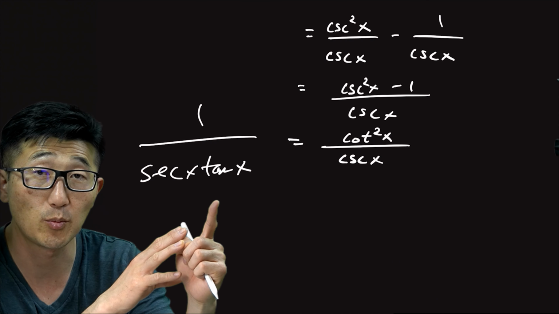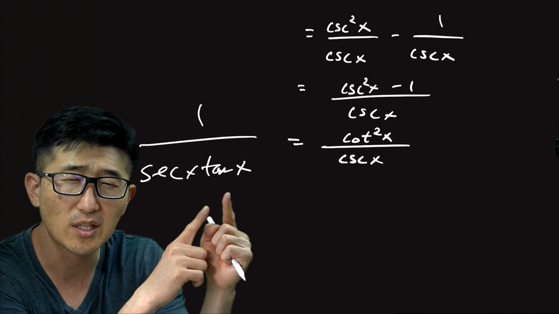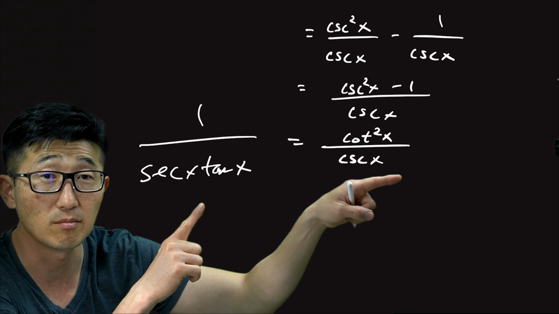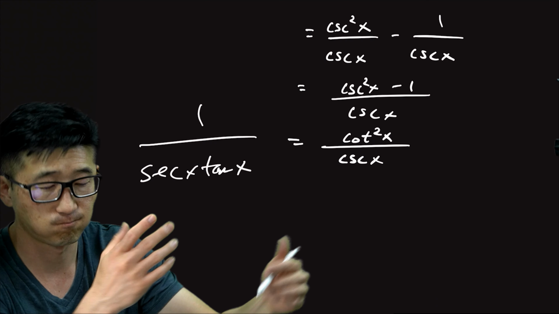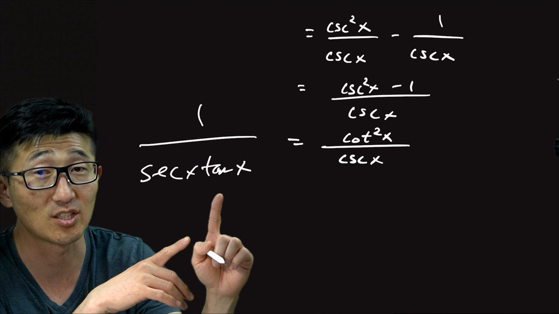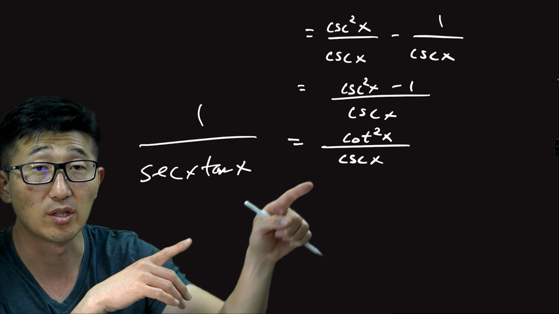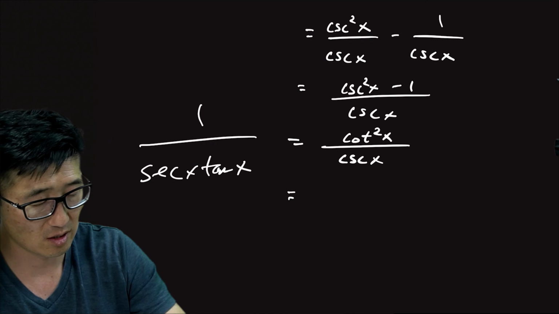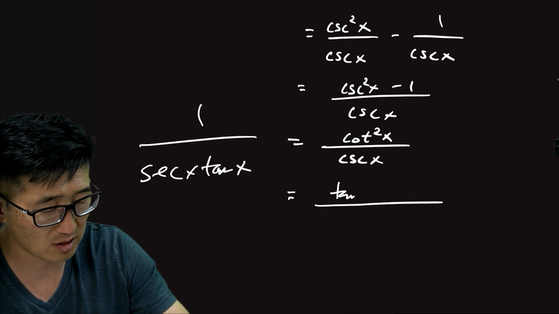So this is why you want to keep your eye on the goal. You want a tangent on the bottom, you have a cotangent up here. Can we just bring that to the bottom? Yeah. So now hold on. But this is a square though, right? But this is not a square. So let's split this into tangent. So like this, tangent x.